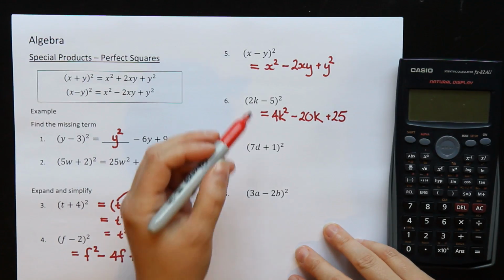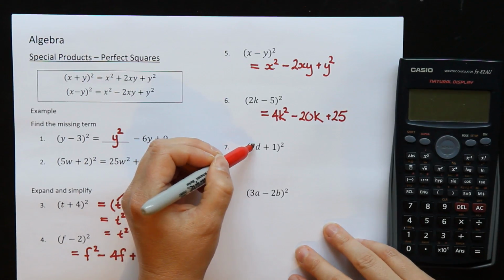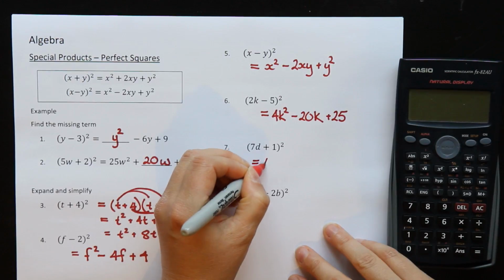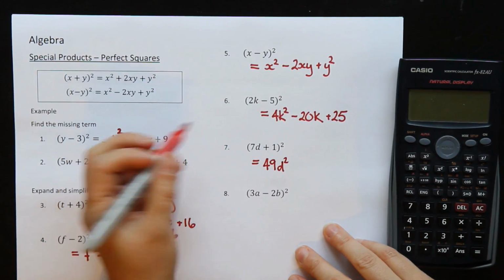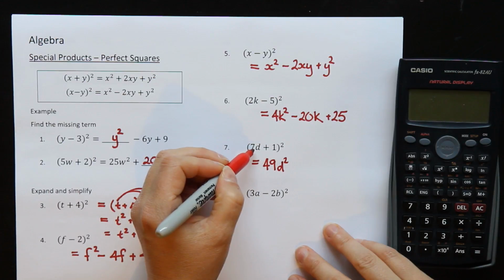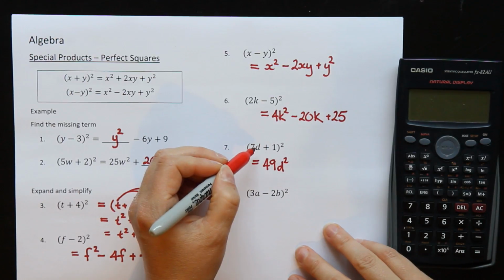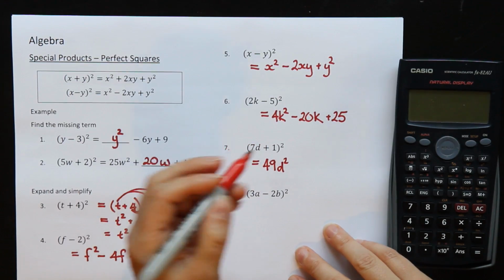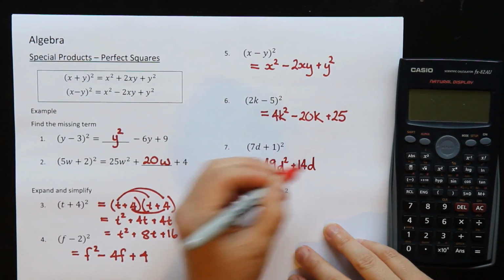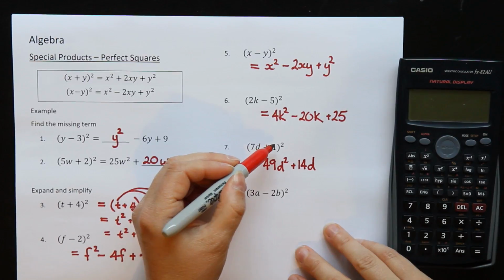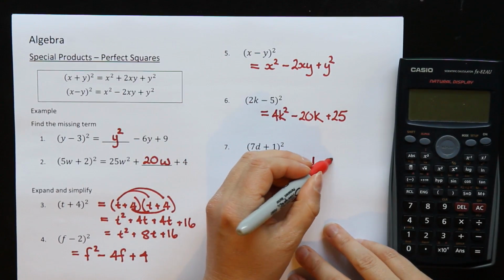Question 7. First times first, 7 times 7 is 49d squared. Then we times these together, which would be 7d times 1 is 7d, and we times that by 2, which becomes 14d. And then 1 times 1 is 1.